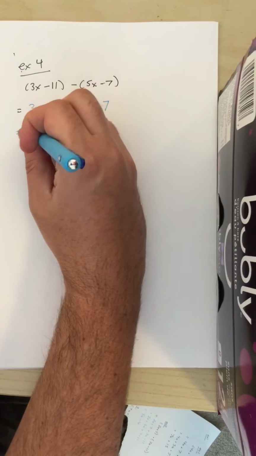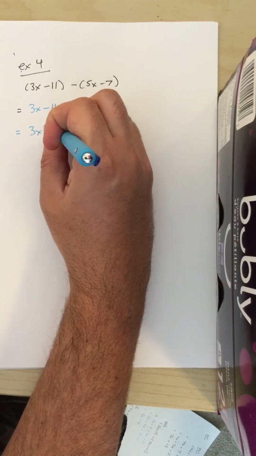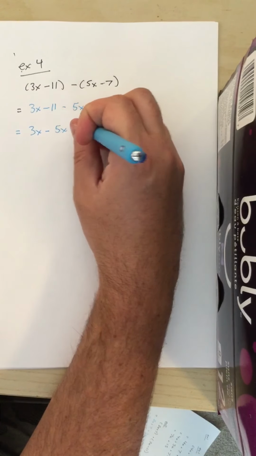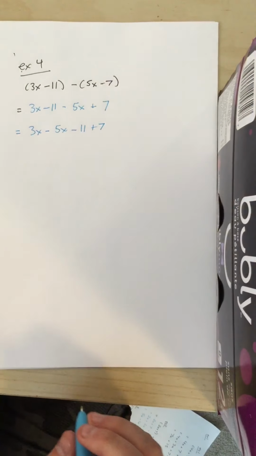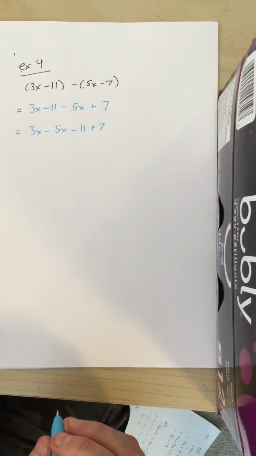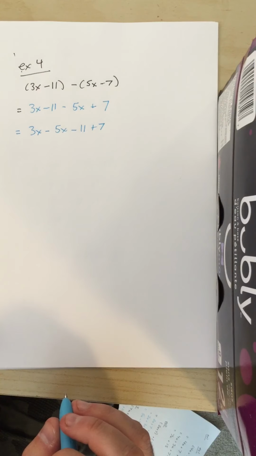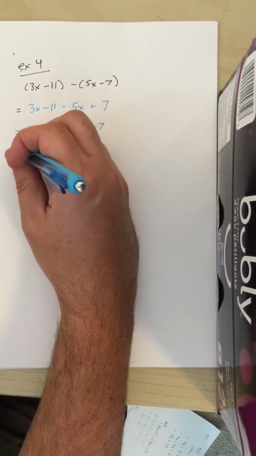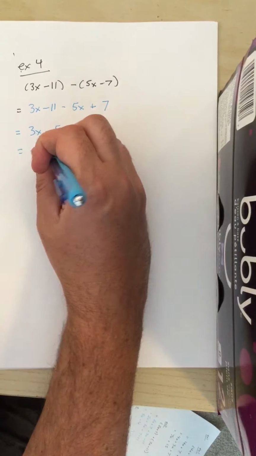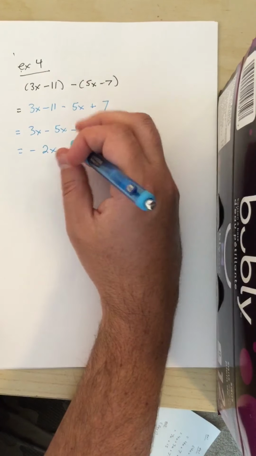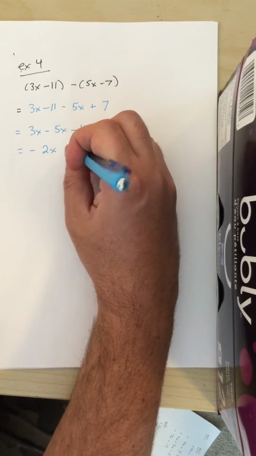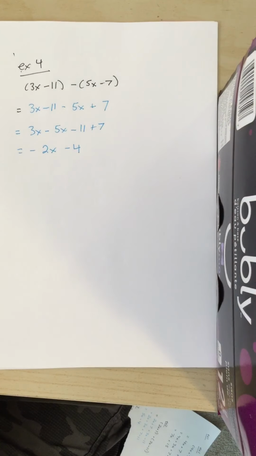Then we rearrange things. We're going to get 3x minus 5x minus 11 plus 7. And it's going to become 3 minus 5 is minus 2x, and minus 11 plus 7 is minus 4. So I'm going to pause there, and I'll do some more examples in the next video.